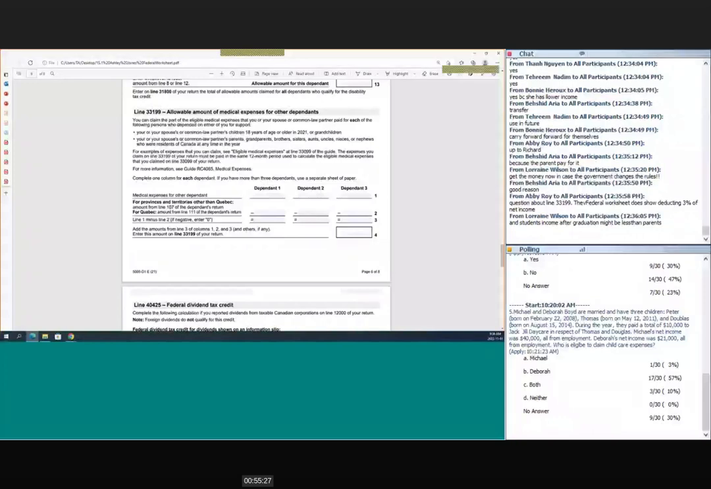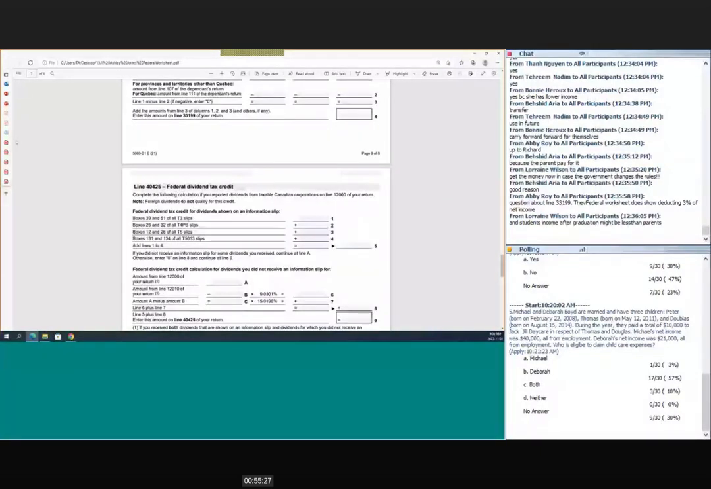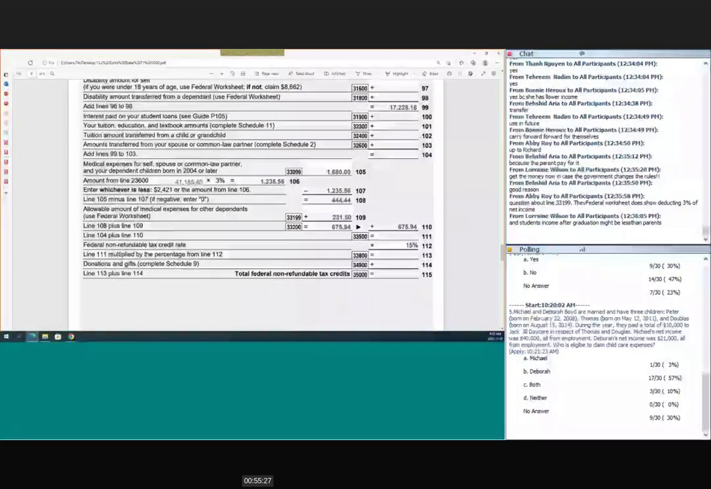It says here, you can claim the eligible part of medical expenses that you and your spouse paid for each of the following persons who depended on you. Your spouse or children 18 or older, so that does say here. So medical expenses for the dependent, enter line 3, enter this amount on line 33199. 33199, so let's go back to 33199. Well, it does have to be.